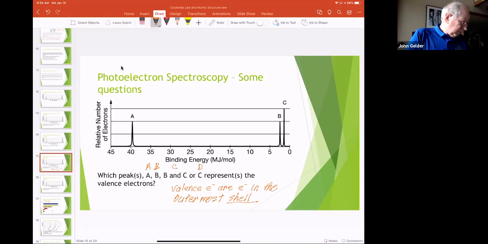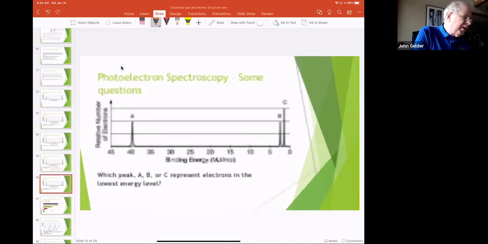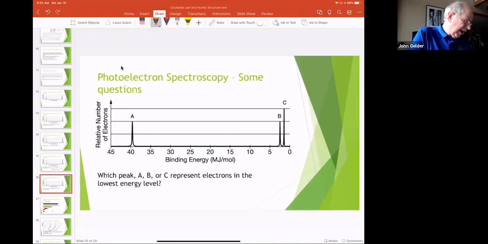Okay, so let's jump to this last question that I've got. Which peak, A, B, or C, represents electrons in the lowest energy level?